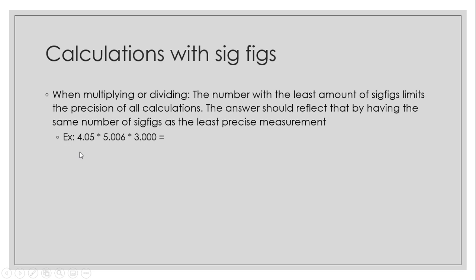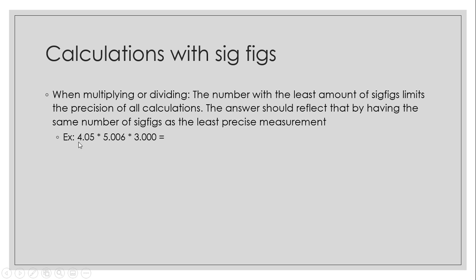So I'm going to pull my calculator out on my phone. I have 4.05 times 5.006 times 3.000. It gives me a large number. It says 60.8229. That number is 1, 2, 3, 4, 5, 6 significant figures, and that's not correct. It's mathematically correct. Scientifically, it just shows me you forgot to tell me how precise your measurements were.